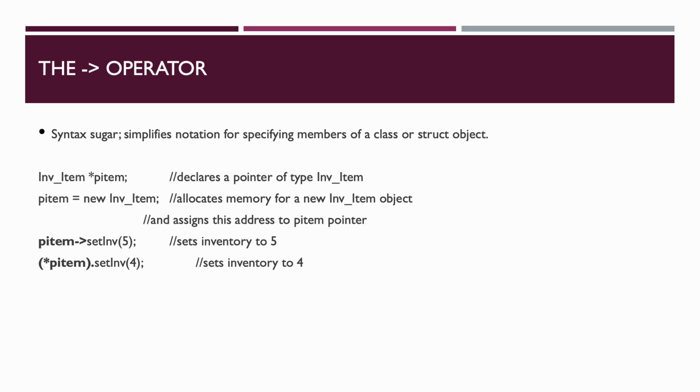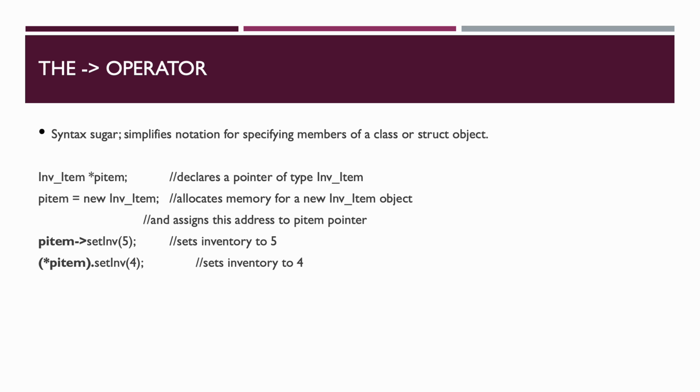This is the simplified form compared to the more verbose version, which is (*p_item).set_inv(4). Here we explicitly dereference p_item using the star operator and then access the set_inv member function with the dot operator. While this works the same way, it's a bit more cumbersome to write and read. So the arrow operator is cleaner and more concise.